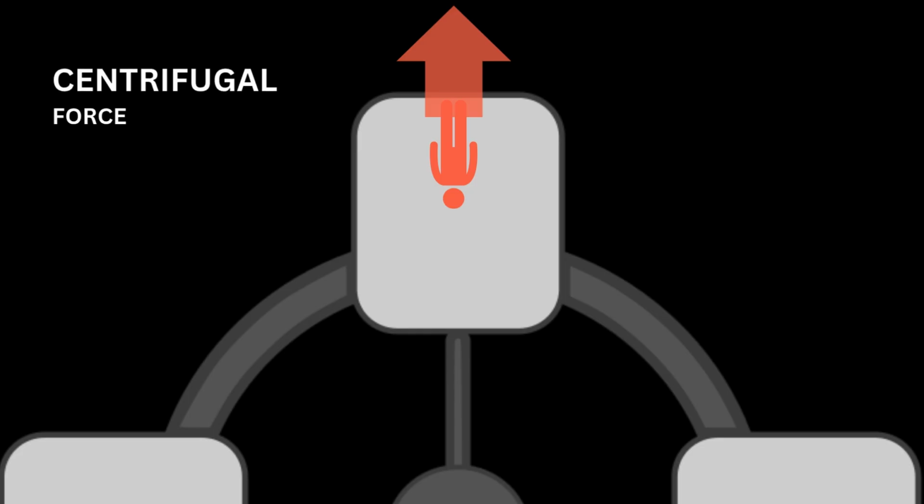Because of inertia, the astronaut inside feels as if they're being pushed outward. This fictitious force is called centrifugal force, and it's the one we use to simulate gravity.